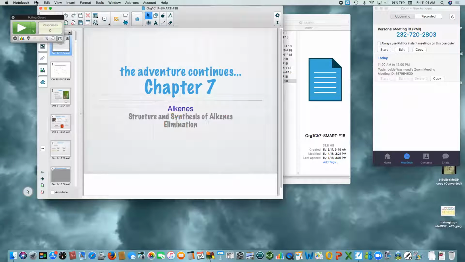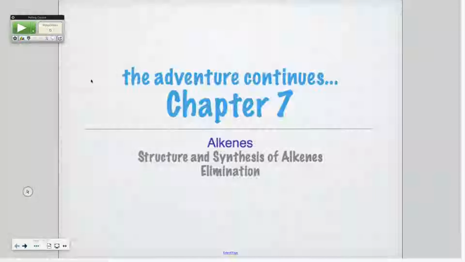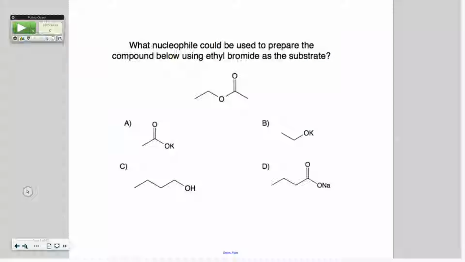Here's my screen. Okay, so we're going to actually start chapter 7 today. But we're going to do this first. So I'm making you go backwards. We're going to start going backwards more and more. So this is what you want to make. I want you to figure out what you would use for your nucleophile.